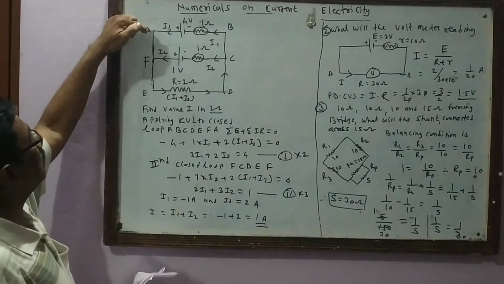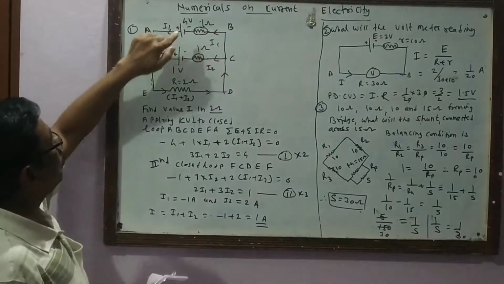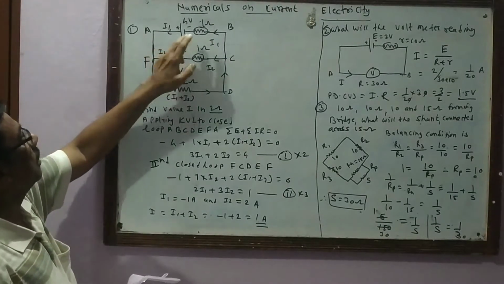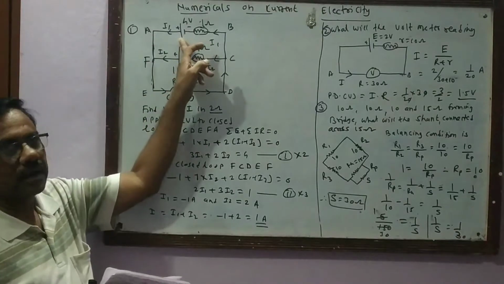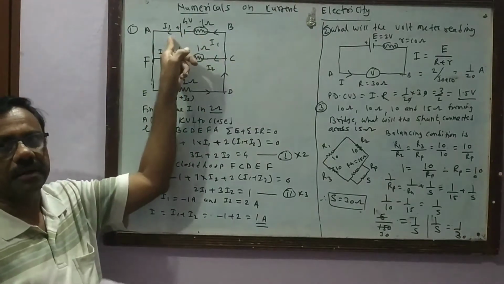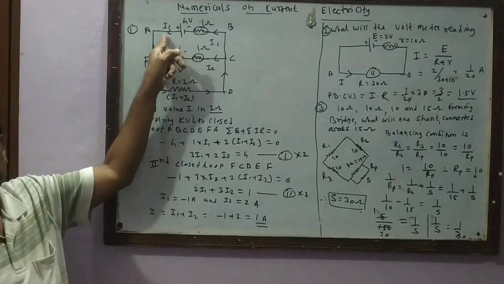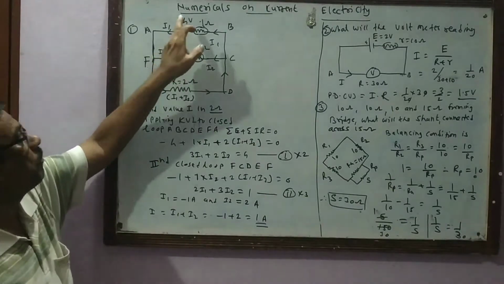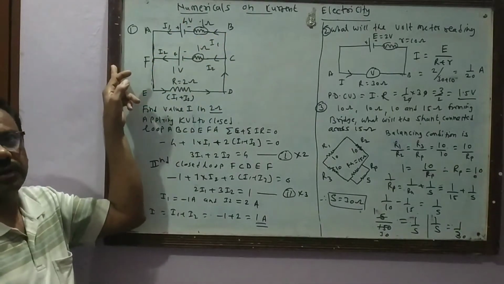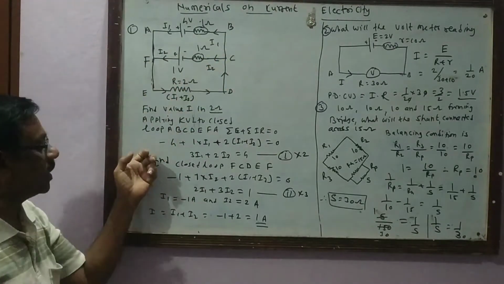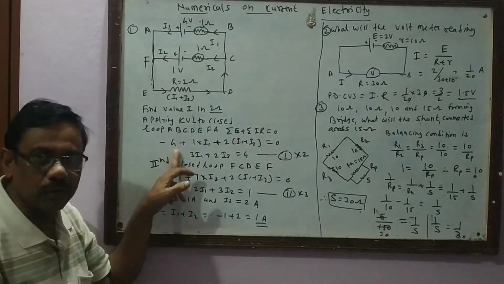Now let us consider A to B. This EMF delivers the current from the positive terminal to the negative terminal directly, hence it is taken as negative. When an EMF delivers the current from positive to negative it is taken as negative, hence it is minus 4.